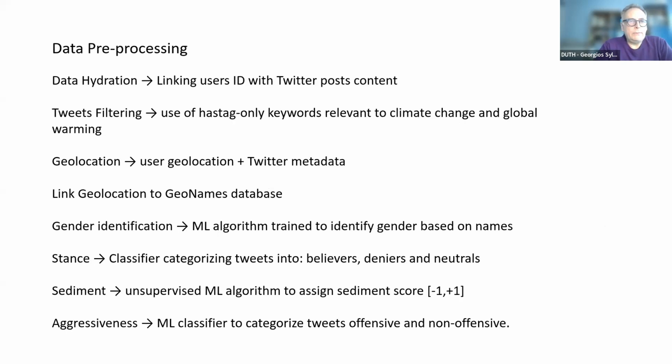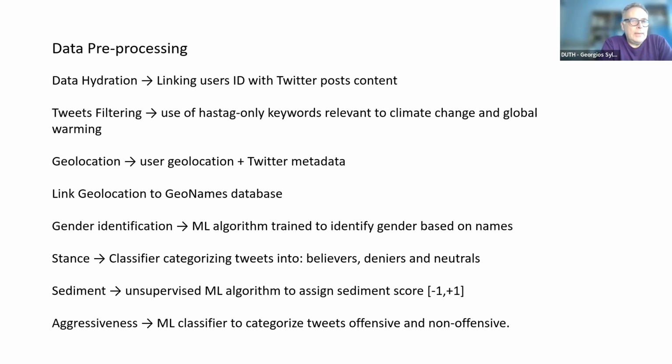And in terms of data preprocessing, this is a very lengthy procedure. We hydrated the data, meaning that we linked the user's ID with the Twitter post content. Then we filter the data in order to use certain hashtags which contained keywords which were relevant to climate change and global warming. There is a database which gives us a series of keywords that we can use in order to identify which are the more appropriate for this job. Then the geolocation, we use the user geolocation, and in case this was not available, we use the Twitter metadata for each tweet. So we're able, through an indirect process, to geolocate the person who was tweeting.